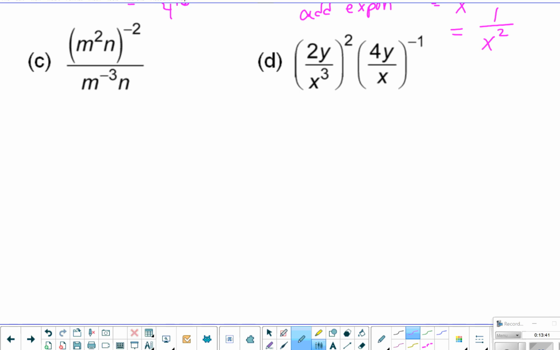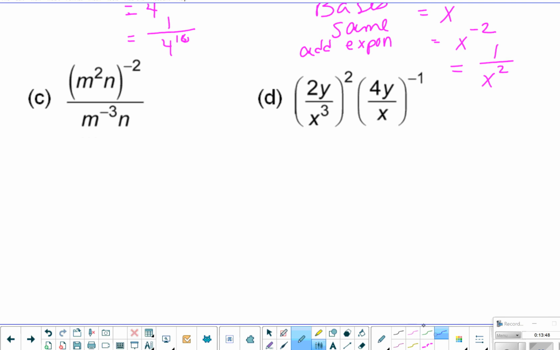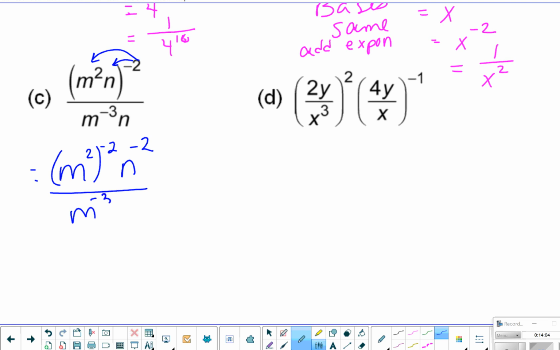Oh boy, these get a little crazy, don't they? All right, I'm going to distribute my negative 2 to each of those. And I'm just going to do that one step first. Negative 2 raised to the negative 2, m raised to the negative 2, over m negative 3n. Now let's move top and bottom. So this would be m to the negative 4. I'm going to shift it to the bottom. n to the second is going to move to the bottom. m to the negative 3 moves to the top. And n stays put because it has a positive 1 exponent.